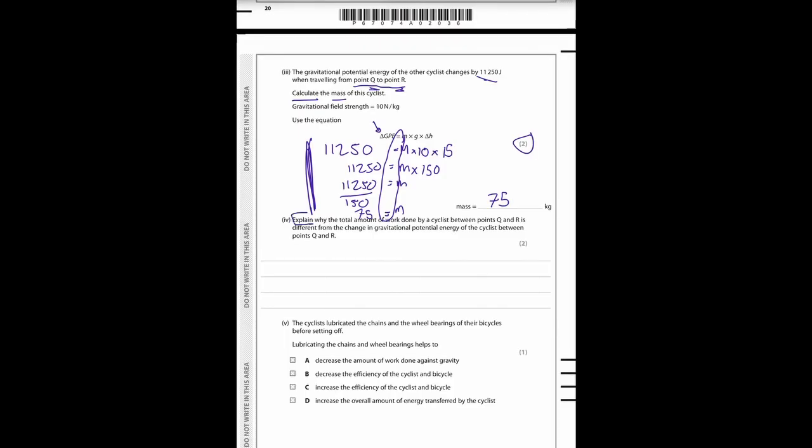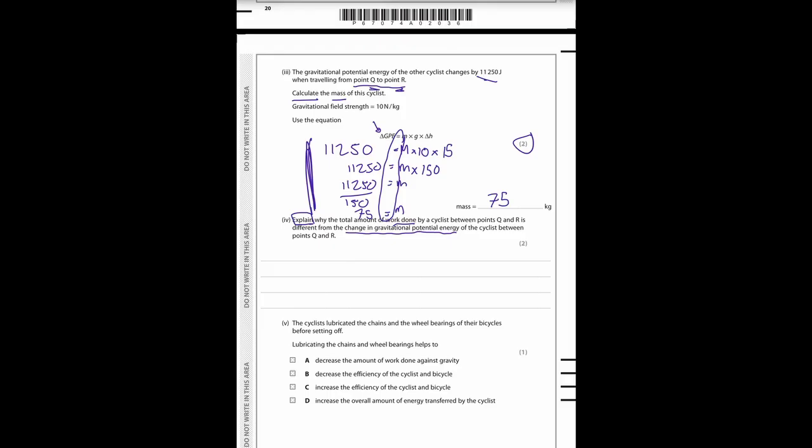Explain. So it's an explain question. I'm going to go law, principle, formula if I can. And what's the information they're giving me? It says the work done by the cyclist between Q and R is different from the change in GPE. So earlier they kind of mixed it up, sometimes saying work done, sometimes saying GPE, but now they're saying that they're not actually equal. So even though we use them to mean the same thing, this question is asking me why they're not equal.